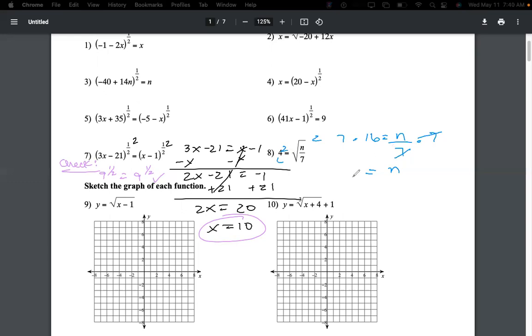112. So n would equal 112. Again, you want to make sure that it actually works. If we plug 112 back into this original equation, 112 divided by 7 is going to give us 16, and then the square root of 16 is 4. So that would equal both sides. So this would work.